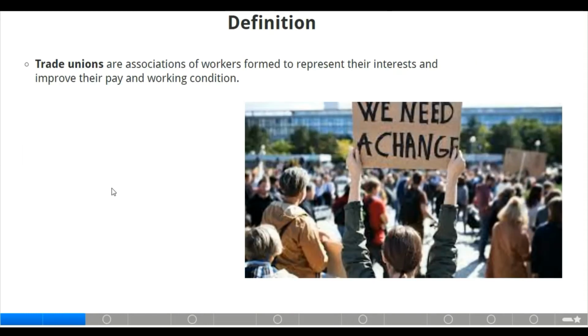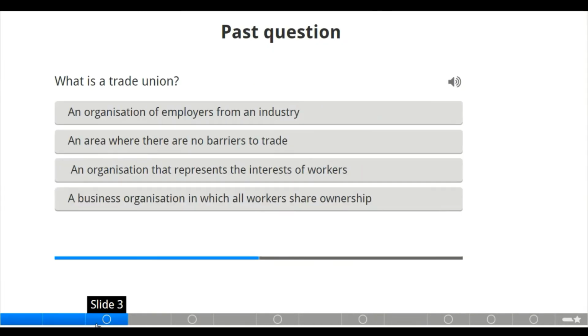Now we move to the definition of trade unions itself. Trade unions are associations of workers formed to represent their interests and improve their pay and working condition. What do we mean? Trade unions are groups of people coming together to fight for their common interest. Just as simple as that.